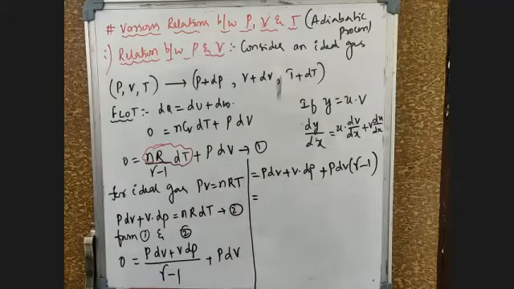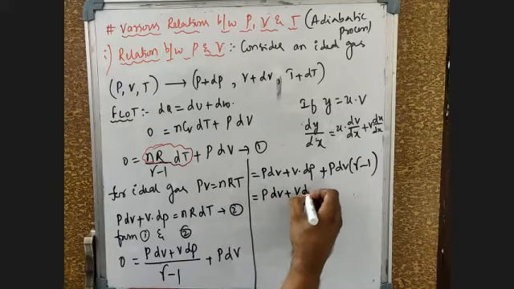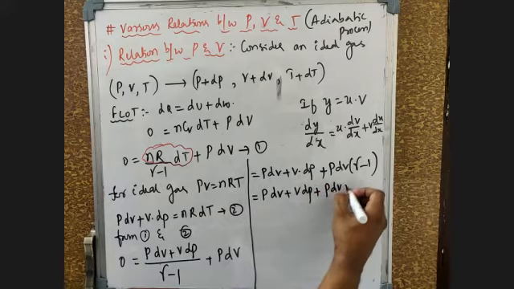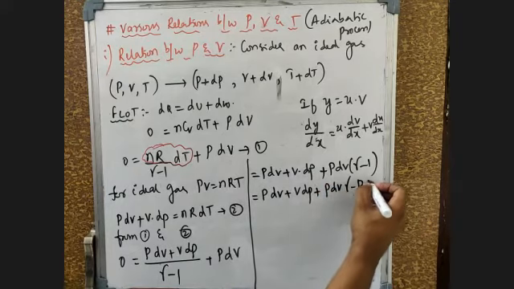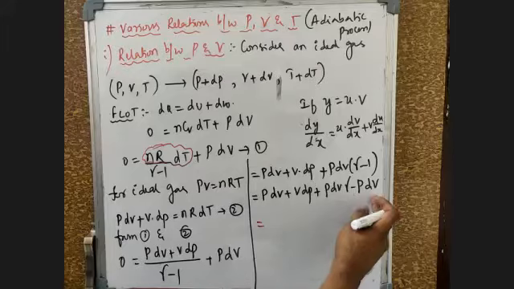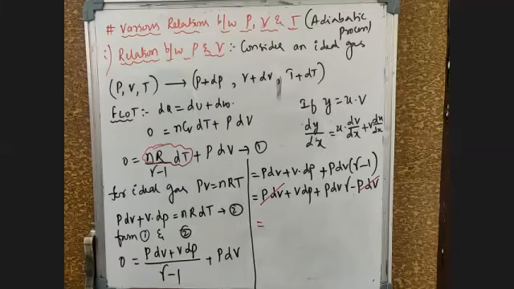Can I still simplify this better? So this will become P into dV plus V into dP plus P into dV into gamma, and this one is minus P into dV. So something is getting cancelled there, you see? P into dV and minus P into dV: the first term and this term will get cancelled. So what will be remaining right now?